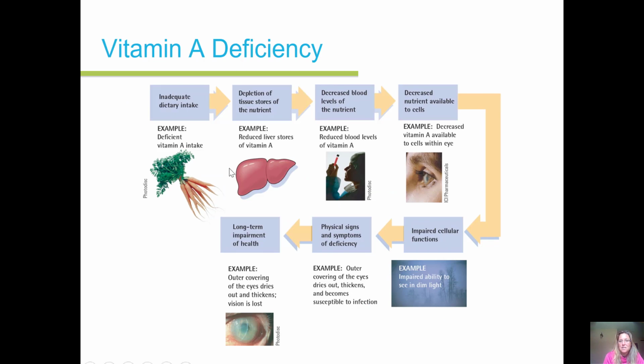So here you can see just an example of inadequate dietary intake of just vitamin A. Vitamin A helps with our vision, basically. And so over time, if we don't ingest enough vitamin A, you can see a long-term consequence can even be losing your vision as a result. So that's just an example of how it can be pretty detrimental to our health just by not ingesting enough of certain key nutrients. That's a pretty severe result, but this is pointed out in your textbook, so I wanted to make sure that you took a look at that.